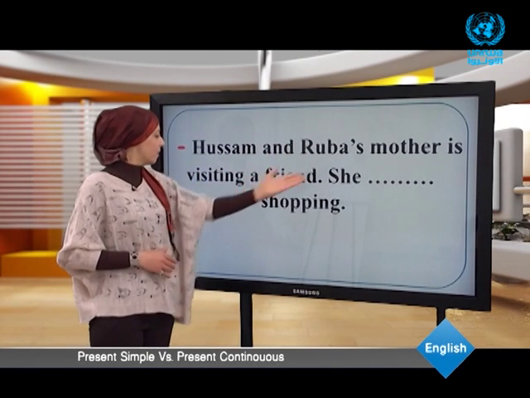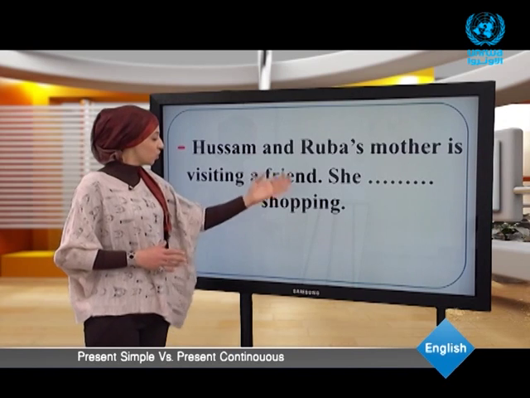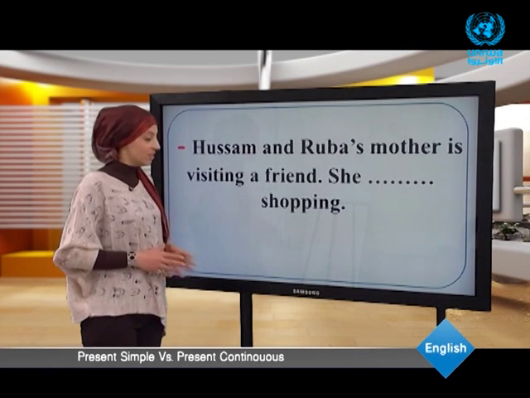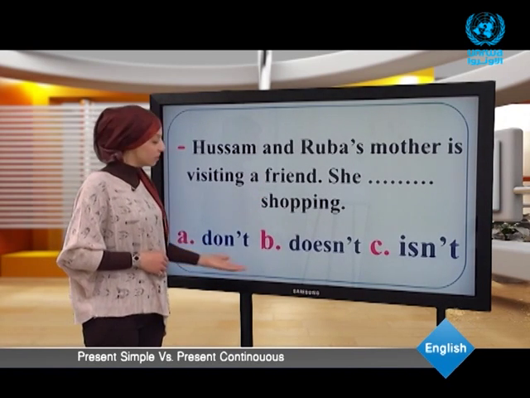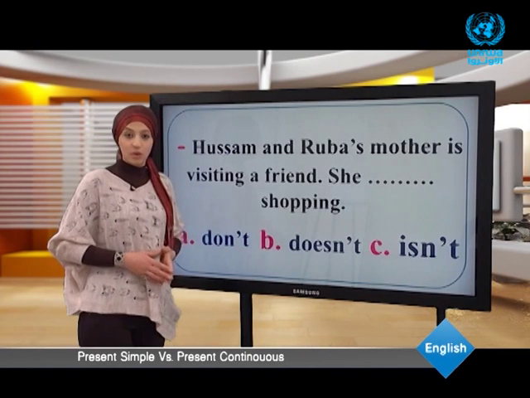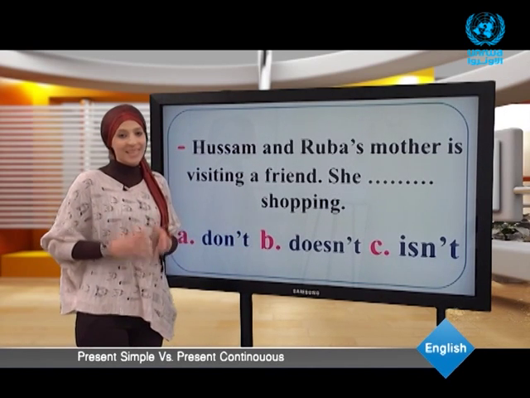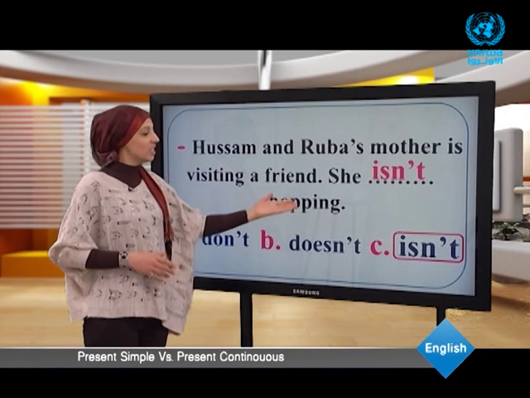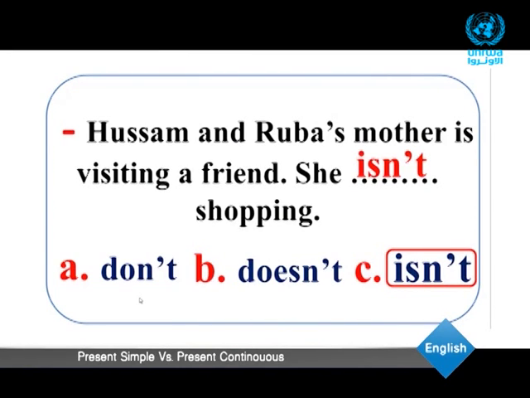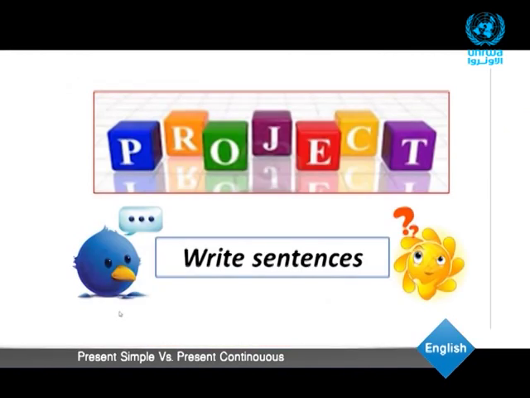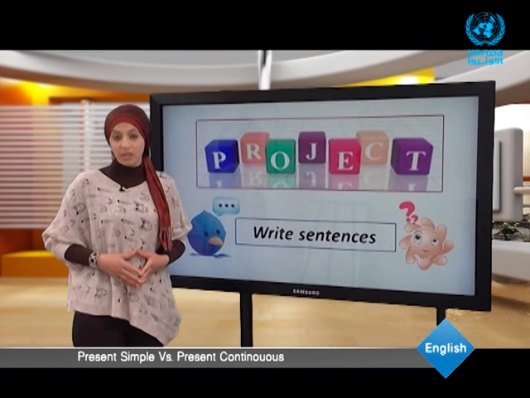Hussam and Ruba's mother is visiting a friend. She shopping. And here are the choices. Don't, doesn't, isn't. What's the suitable one? Yes, very good. She isn't shopping. Can you read it again? Hussam and Ruba's mother is visiting a friend. She isn't shopping. Before I say goodbye to you, I still have one more task for you.